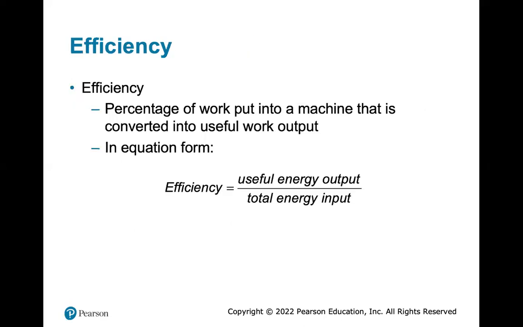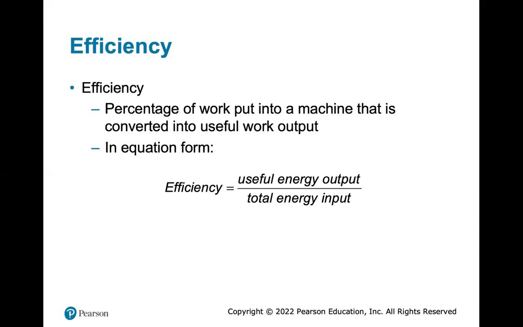Now, that's it for machines. Now we're going to go to efficiency. Efficiency is the percentage of work put into a machine that is converted into useful work output. In equation form, the efficiency is the useful energy output divided by the total energy input. And we're going to discover that there is no perfect efficiency. All machines lose because of friction, because of any number of things that you lose efficiency.